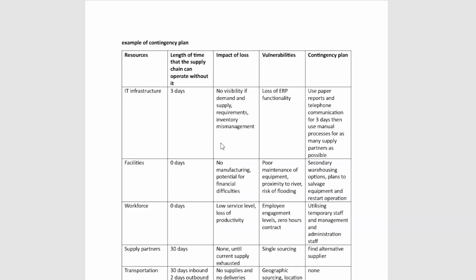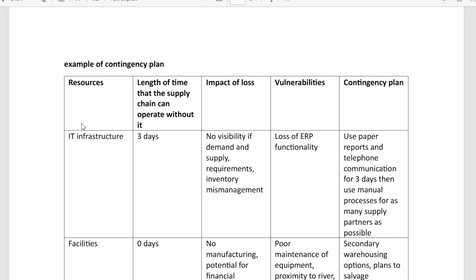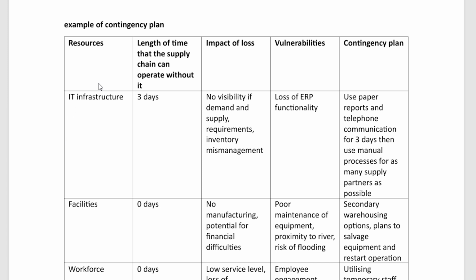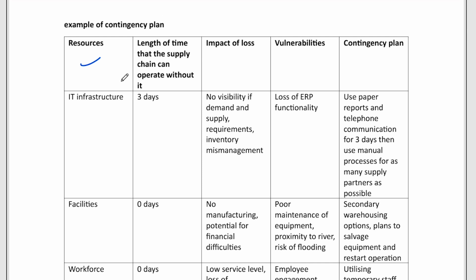And that could look something like this. Here we have an example of a contingency plan, and yes, I'm going to put this in the download so you can access it. For example, here you have the resources that are likely to be affected, the length of time that the supply chain can operate without those resources, and the impact of that event occurring and those resources not being available. Why are you even vulnerable? Which areas are you going to be suffering from, and what's the plan?